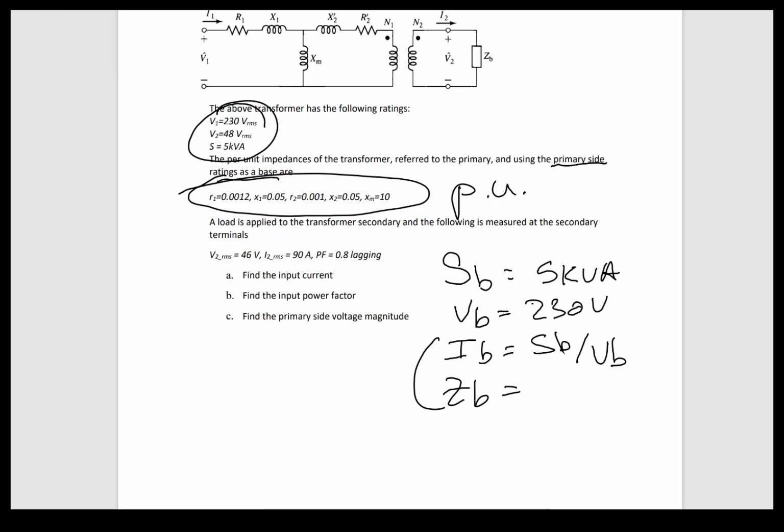So the Z base, though, is V base over I base. And then you have to multiply, for example, R1 in ohms is going to be this per unit value times Z base. And I stated that these were per unit impedances. Okay, now the other thing is this.